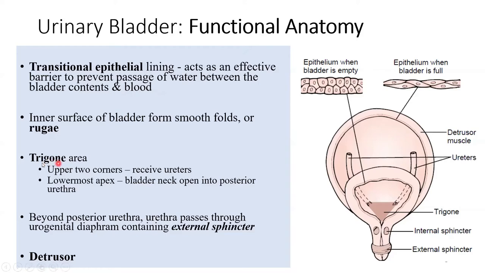The trigone, as I've mentioned, receives the ureters at the top two corners, and the lower apex is continuous with the posterior urethra right here. Then the urethra passes through the external sphincter and the urogenital diaphragm right here, which obviously is longer in males and very short in females. And then the last point on this slide is that the whole bladder is basically made of a very thick, special muscle called the detrusor muscle.